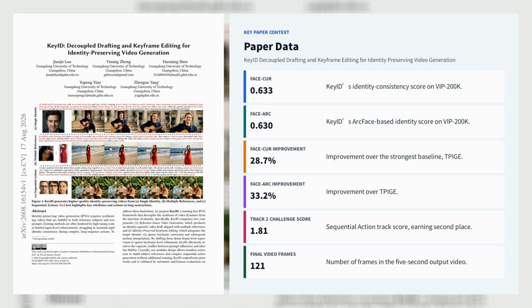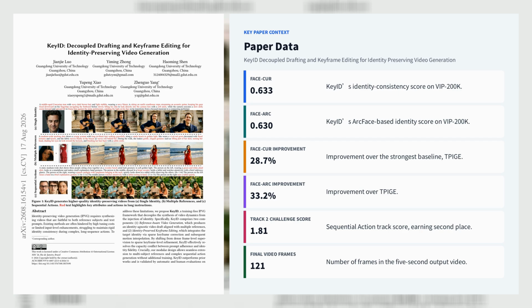Instead of forcing one diffusion process to satisfy detailed actions and preserve a face simultaneously, Key ID generates an identity-agnostic draft, samples local groups around 5 representative keyframes, applies face swap correction, ranks candidates with ArcFace, and interpolates the corrected anchors across the sequence.